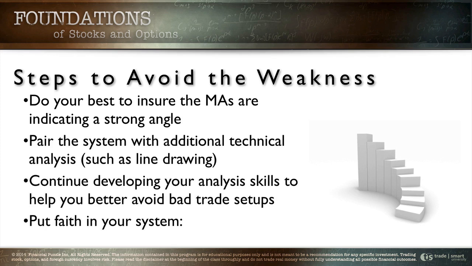There's never a guarantee. You got to know that. This is the weakness of the moving average system. So there's no guarantees, but we can take some steps towards it. Number one, do your best to ensure that the averages are indicating a strong angle. If they're going sideways, it's not got a good angle. You want to avoid that. Pair the system with additional technical analysis, such as your line drawing. This is really important. This is part of my 5 steps to trade confirmation. Pairing the moving averages with other systems.